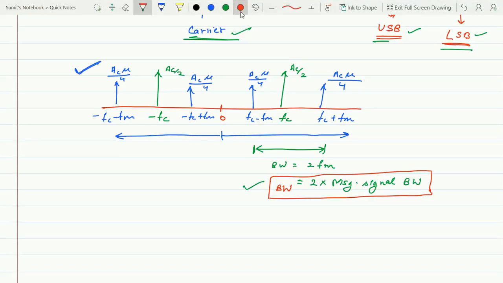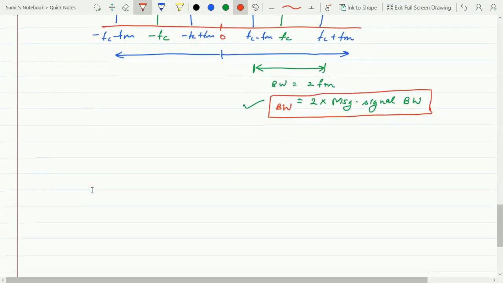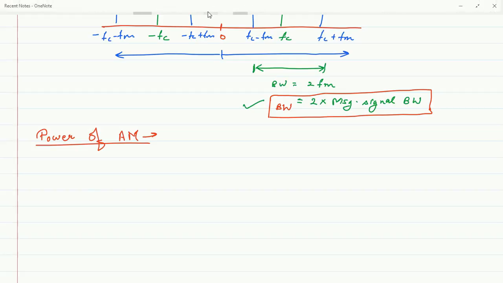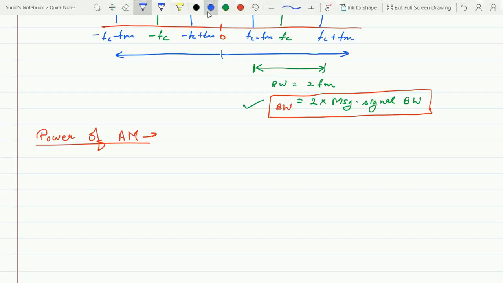Now moving ahead, we found out the bandwidth. Now we also want to find out the power of AM. So let's find the power of AM. Here we already know that AM has three components. So if I add the power of all the three components, I get the total power of AM, which is PT. So what are the three components? Your carrier component, the upper sideband and the lower sideband.